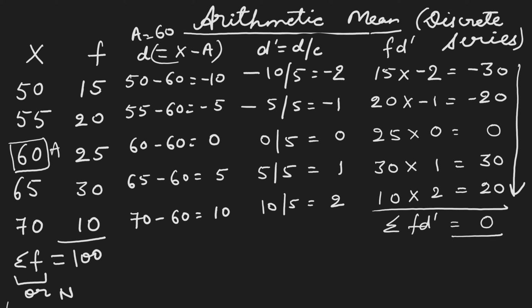So now we will put the value of this A, this summation f d dash, this summation F and the value of the common factor. Here we have taken the common factor as 5. Therefore we have divided all the values by 5. So we will take all these values, that is C is equal to 5, A is equal to 60, summation f d dash is equal to 0 and summation F is equal to 100. All these values we will use in our formula and try to find the answer.